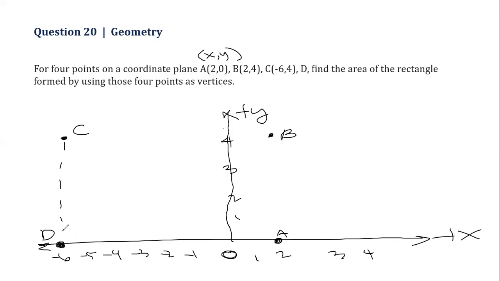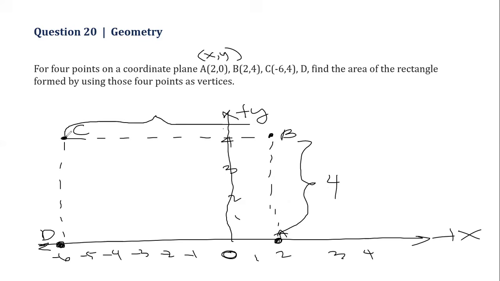So we want to find the area of this. So this is simply length times width. The length here is from 0 to 4, so it's 4. The width is from negative 6 to 2, so that would be 8. So the area is simply 8 times 4, which is 32. So our answer, the area is equal to 32.